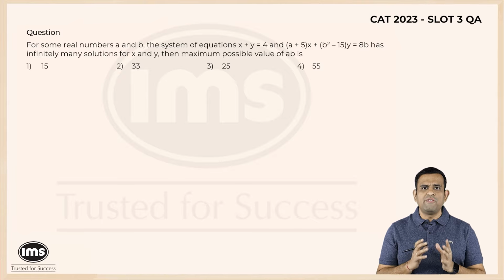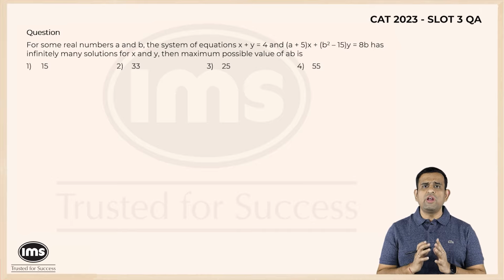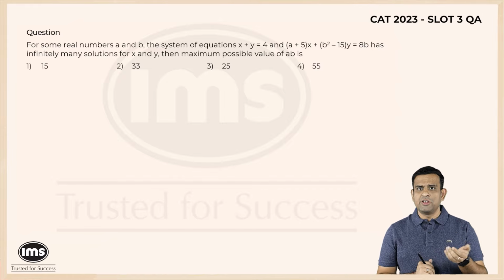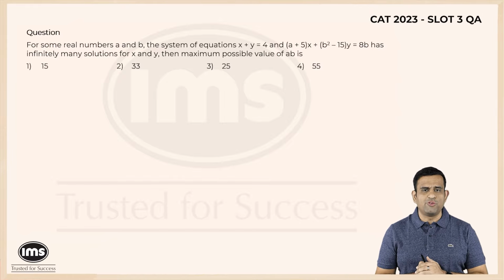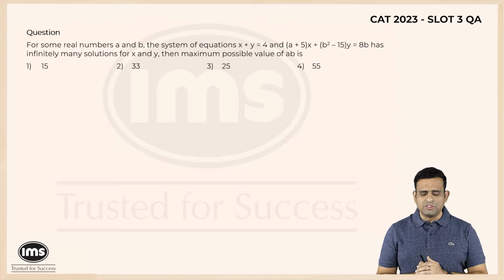So we know that if I have two equations, let's say a1x + b1y = c1 and a2x + b2y = c2, in that particular case, for these two equations to give you infinitely many possible values of x and y, the condition is a1/a2 should be equal to b1/b2 equal to c1/c2. So the ratio of the coefficients of x will be equal to the ratio of the coefficients of y. At the same time, they are also going to be equal to the ratio of the constant terms.